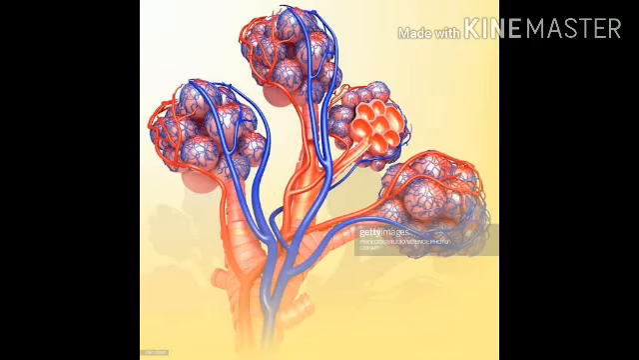Features of alveoli: it is surrounded by elastic fibers, interconnected by way of alveolar pores, and its internal surface is a site for free movement of the alveolar macrophages.